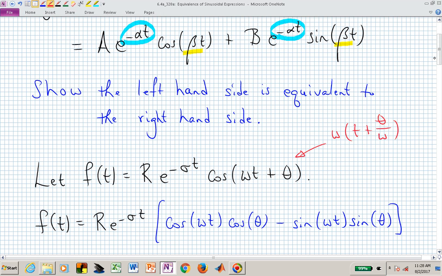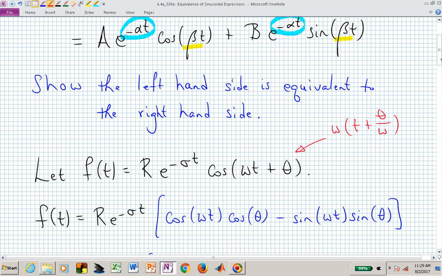Now, the first step in showing this equivalence is to just recall the trigonometric formula for the cosine of the sum of two angles. Here we're saying one angle is omega t, and the other angle is theta. We have a sum of those two, a plus sign in the argument of cosine. The trigonometric identity then says cosine of the first angle, omega t, times cosine of the second angle, theta, minus the sine of the first times the sine of the second, is equivalent to this sum of cosine omega t plus theta. We're keeping r e to the sigma t.